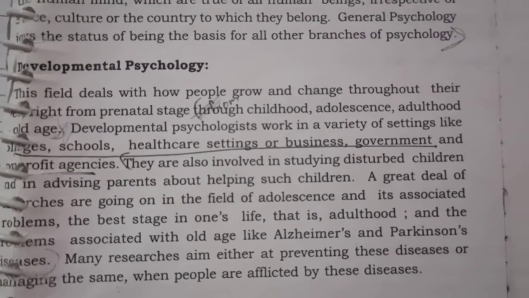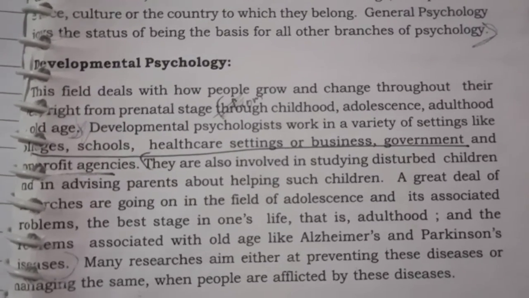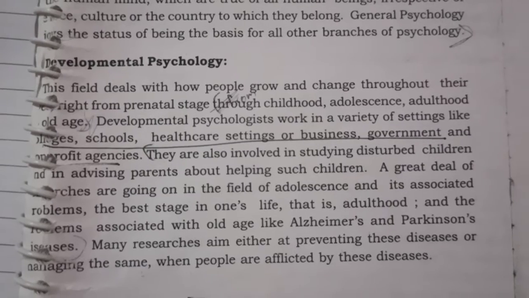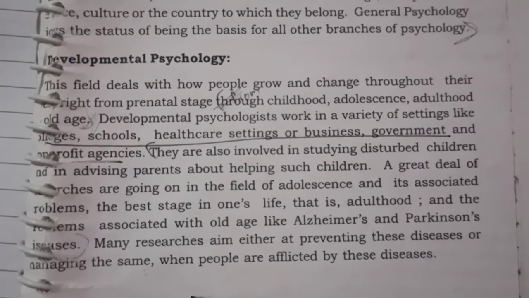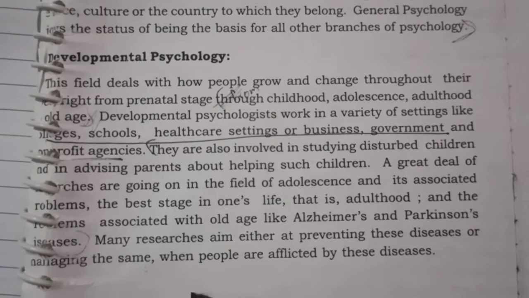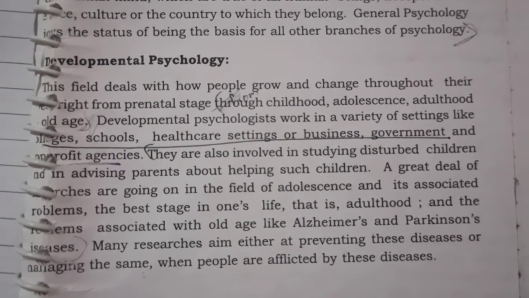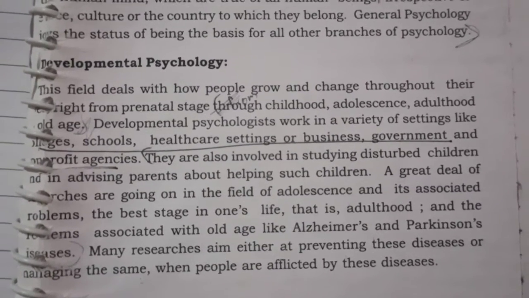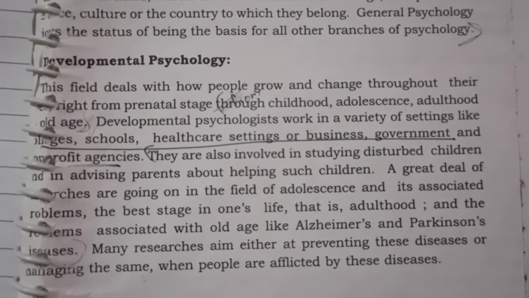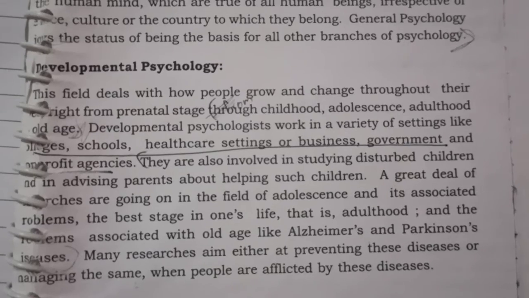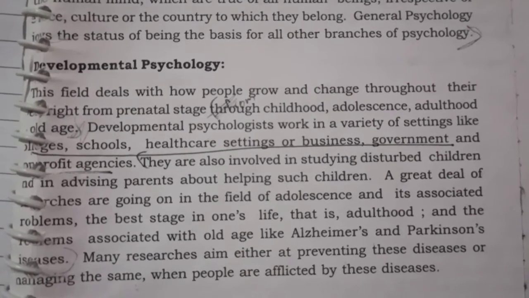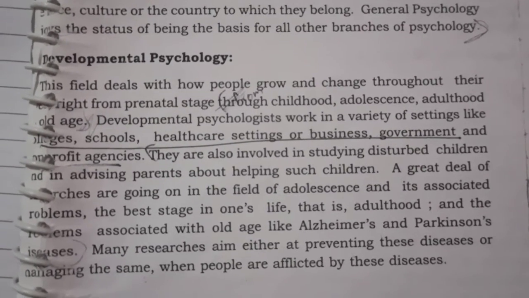So usually some children will have disabilities, or they will be disturbed children whose mental capacity is low, or who have mental illness. These developmental psychologists advise the parents how to help such children, how to help when they have children with mental illness.